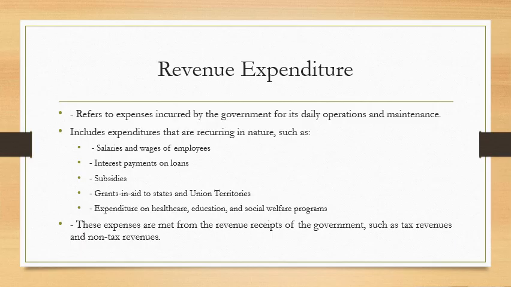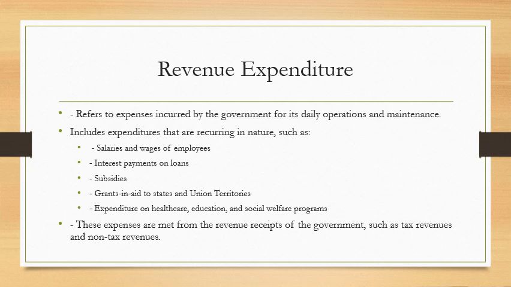So the budget will consist of two components. The first one is the expenditure component. The second one is the revenue component. And then if there is any difference between the expenditure and the revenue, the excess of expenditure over revenue is referred to as deficit. First, we will discuss the expenditure component.